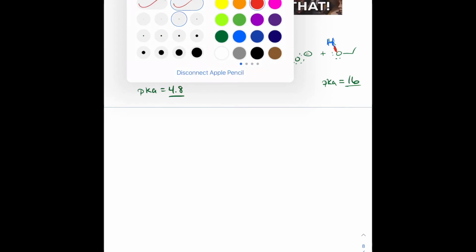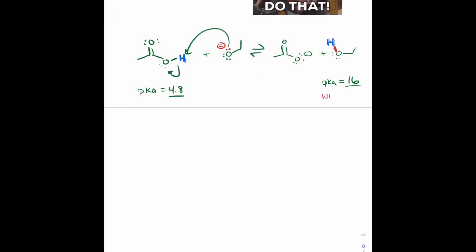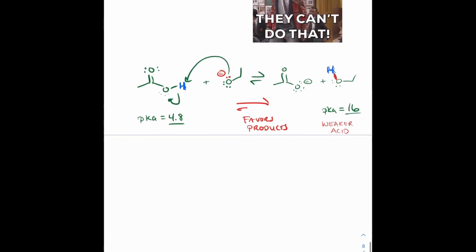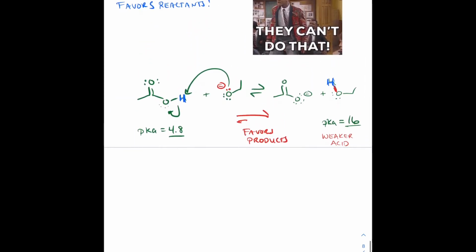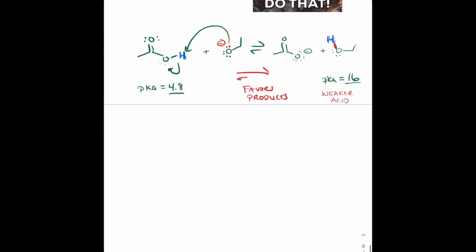So pKa of 16 is definitely higher than pKa of 4.8, which makes it weaker. And being the weaker acid, that means we are going to favor the products. Sometimes when you favor the products in an equilibrium reaction, you can have a large arrow going to that side and then a smaller arrow going to the other side. That's why what I've drawn in red is an equilibrium arrow with the larger arrow going towards the product side, because this equilibrium would favor the products. And that means that the reaction would proceed as desired.